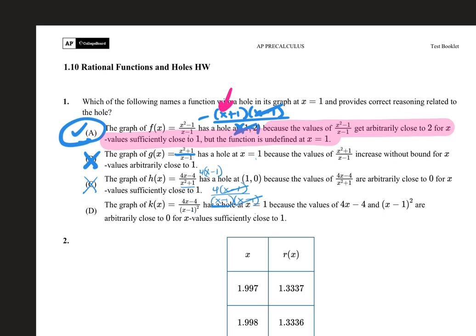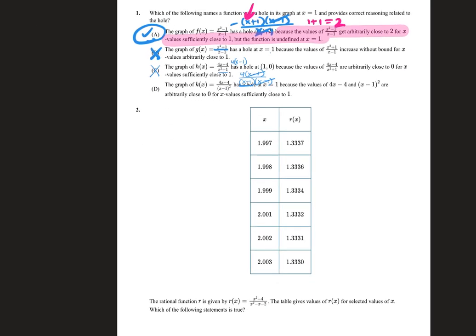So if the hole's at 1, I would have gotten 1 plus 1, which is 2. So on both sides, they will get arbitrarily close to 2 without actually touching it because it would be undefined. All right, go to number 2.